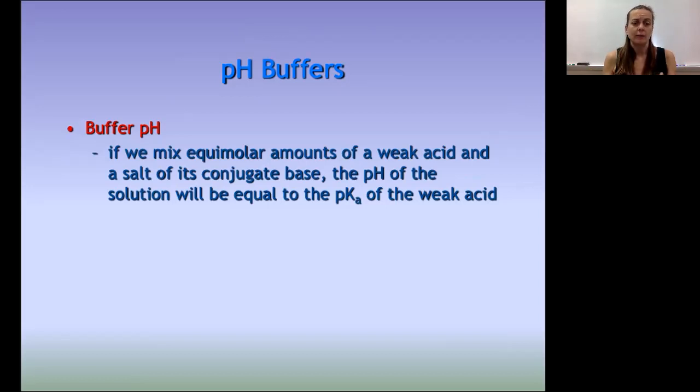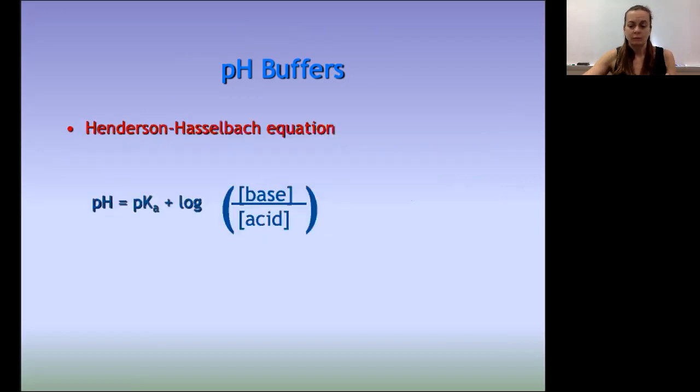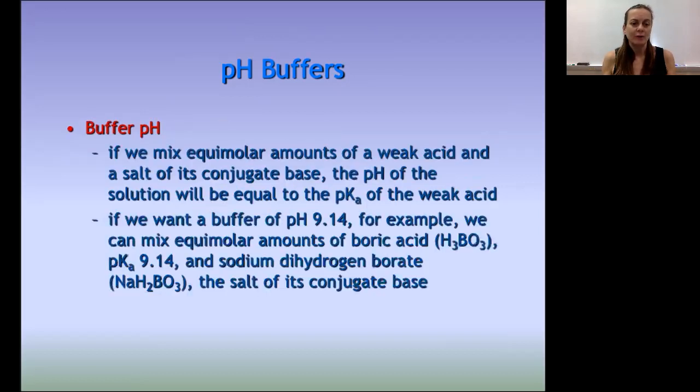So if we have equimolar quantities, then the pH of the solution will be equal to the pKa of the weak acid. So for example, if we wanted a buffer with a pH of 9.14, we could mix equimolar amounts of boric acid, whose pKa is 9.14, and sodium dihydrogen borate, which is the salt of its conjugate base.